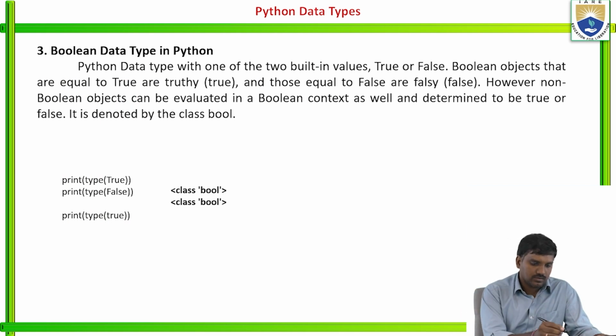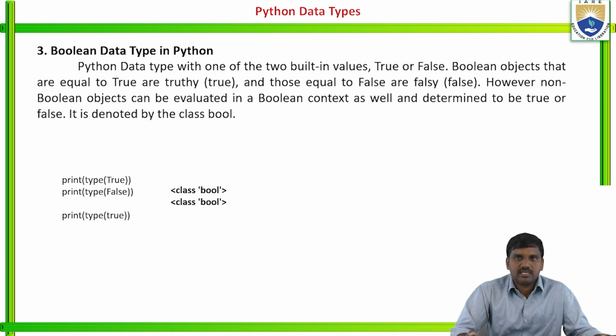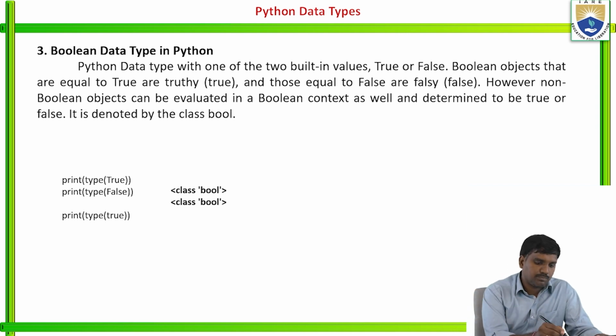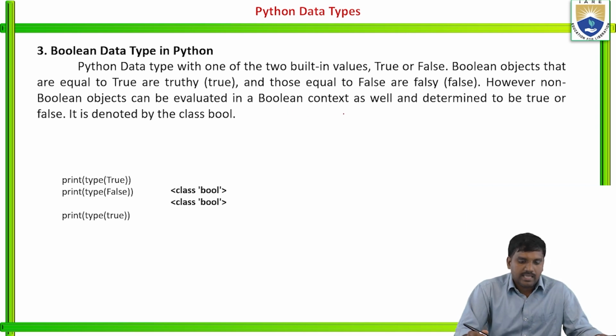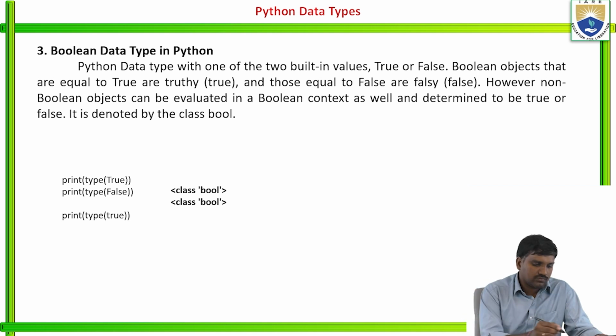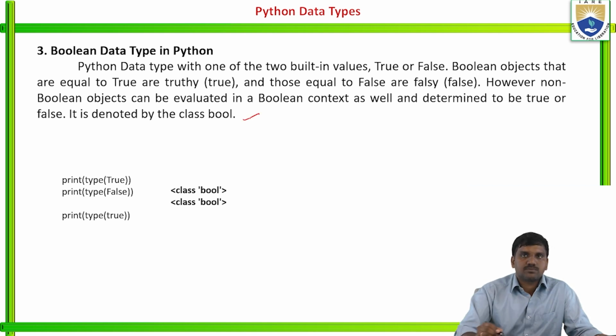It is a data type with one of the built-in values, true or false. Binary means it can deal with only two values, either 1 or 0, or true or false, or yes or no, or on off, like that. Boolean objects are equal to a truth value or a false value. However, non-Boolean objects can be evaluated in a Boolean context as well and determined to be true or false. It is denoted by the class bool.